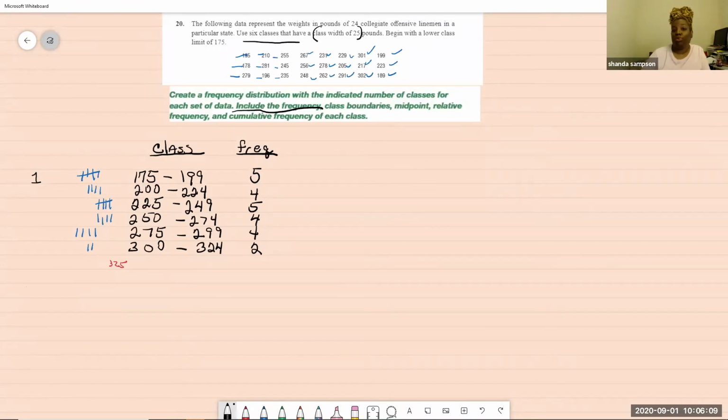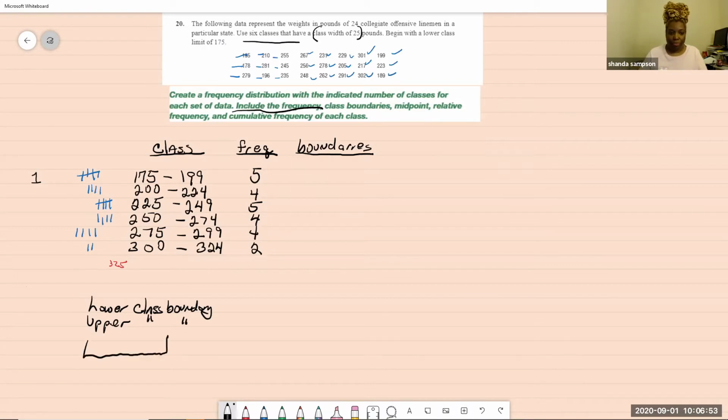All right. So now let's move on to the class boundaries. The boundaries are the numbers that bound these classes. So that cradles the class like a baby, right? You're going to have a lower class boundary and an upper class boundary. Why? Because your class is going to sit in here. So for 175 to 199, what bounds it here and bounds it here?